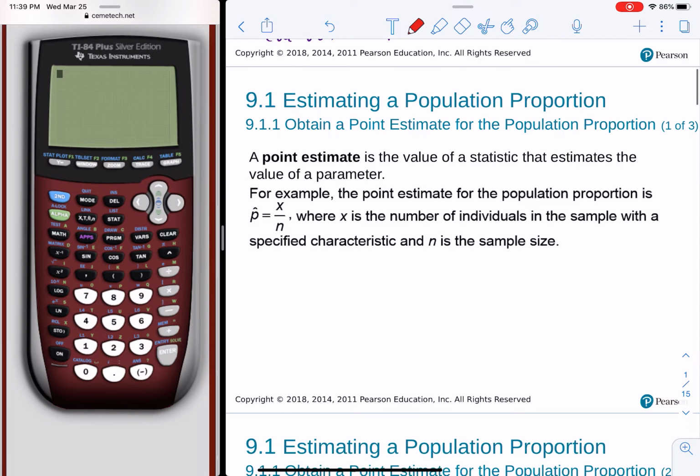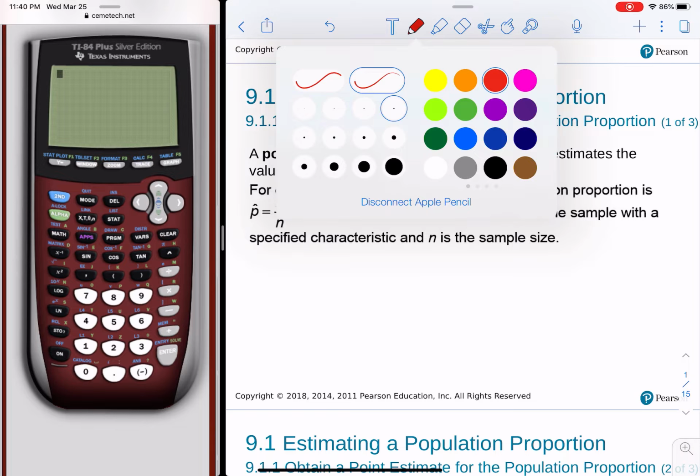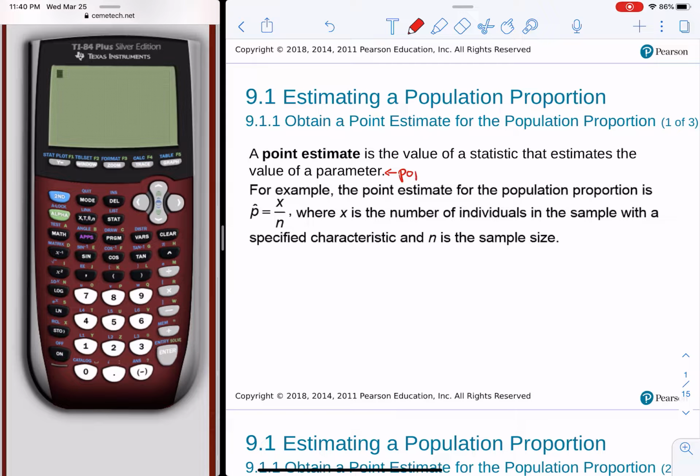So point estimate is pretty much a statistic that estimates the value of the parameter. The parameter is something that belongs to the population, so the parameter here would be the population proportion P. And the statistic is the sample proportion. Statistic is any quantity obtained using a sample, and a single value that we obtain as an estimator for the population proportion is what we call a point estimate.